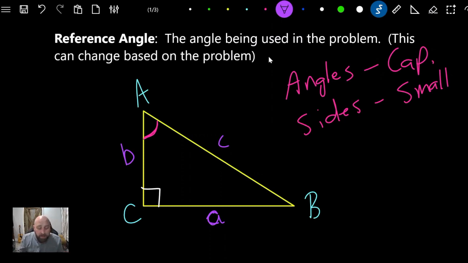So just pay attention. Make sure that you see kind of what's going on there with those letters, because it is going to be important that you get the letters in the right place and that you can identify which angle we're talking about. So now with the way I've switched it around, our reference angle is A, because A is the one with the little curve on it that says, okay, we are talking about angle A.